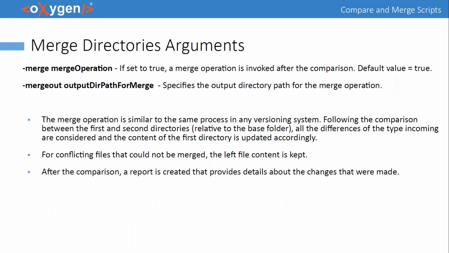Then we have also the merge support. So you can also merge automatically two versions of a project. And for this, you can use this minus merge option. And this will merge automatically in the left project all the changes, or you can specify an output where to save the merge results, and you can specify this using this minus merge output argument. And this is similar with the versioning system, the merge support. It will provide you also a report with the files that were merged, and in case there are conflicts, these will not be merged and will be signaled in the report. So the files will be kept as they are in the left part.